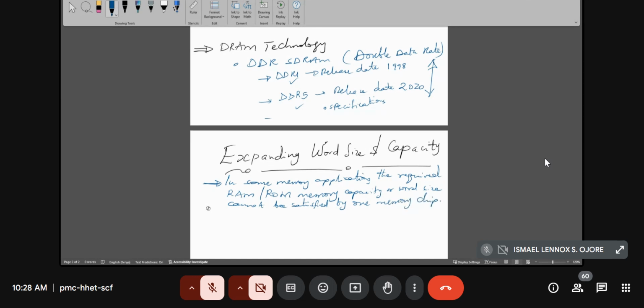Hence the need to use more than one memory chip.